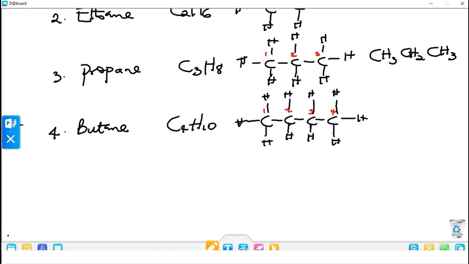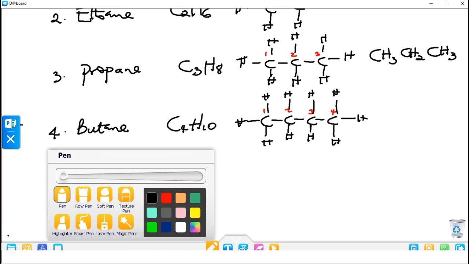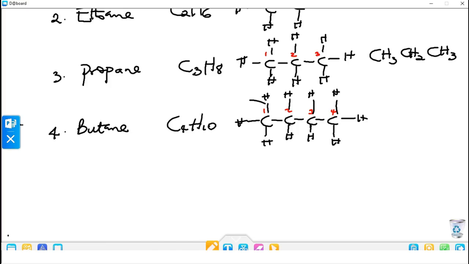Carbon 1 has 1 bond from this hydrogen, 2 bonds from this hydrogen, 3 bonds from this hydrogen, and it has 4 bonds from its combination with carbon 2. And similarly, the others also.